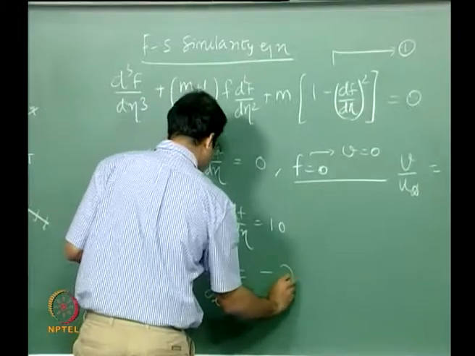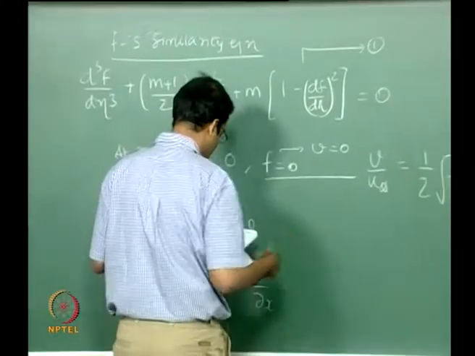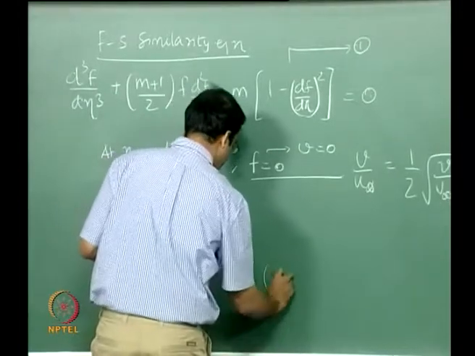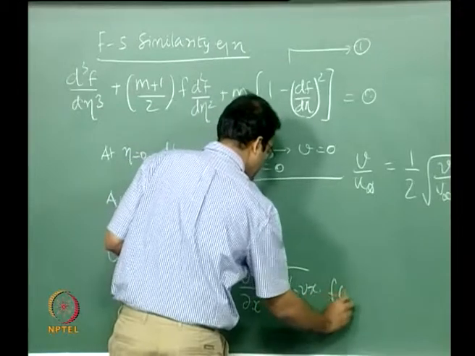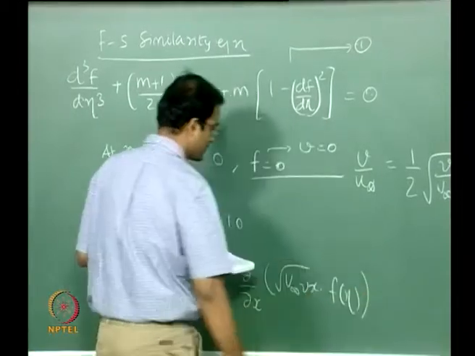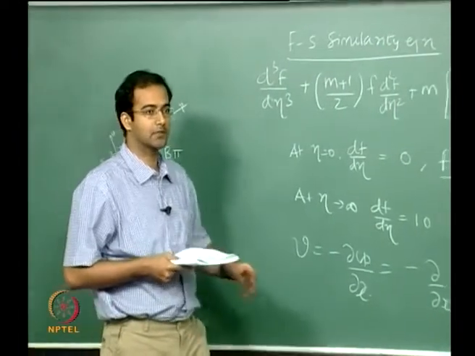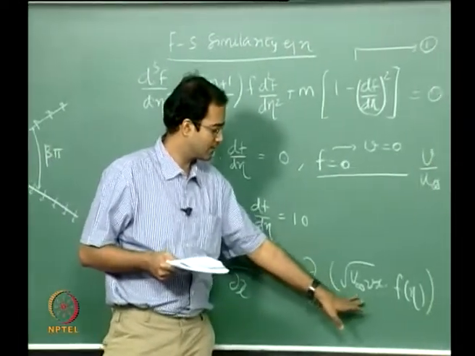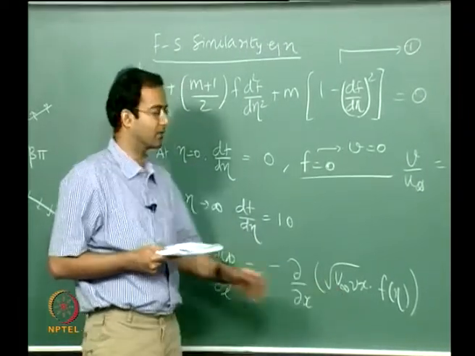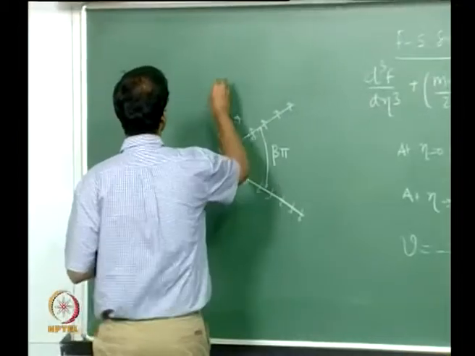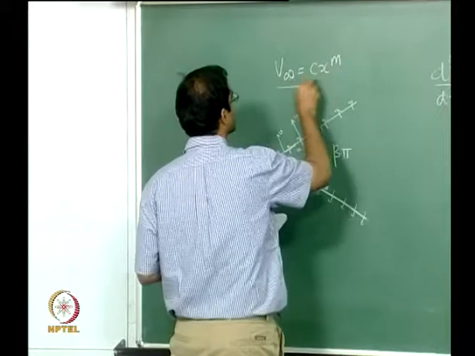So this is nothing but minus d by dx of the stream function, which in terms of the similarity variable can be written as square root of u infinity nu x into f of eta, right. So all of you agree. We had derived this for the Blasius case, so the same thing is valid, only thing now your u infinity is a function of x. Okay, so we are looking at solutions to problems where u infinity varies as Cx power m.